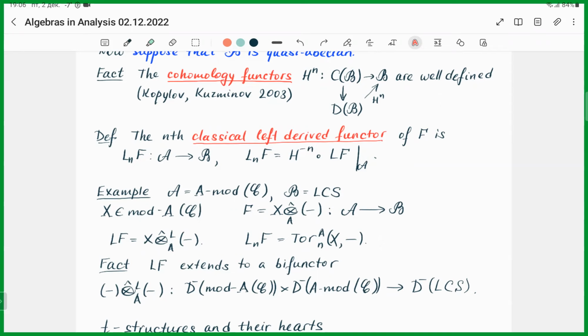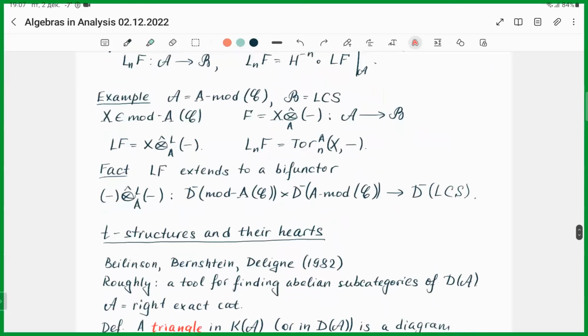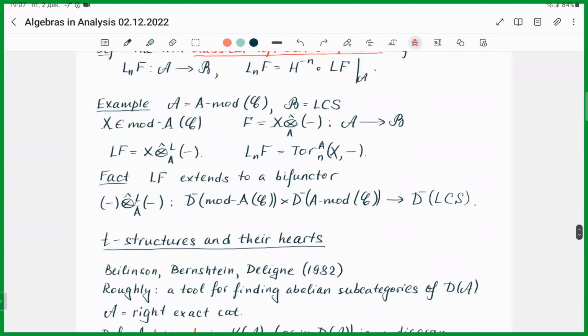Now before I define the new Tor functor, let's briefly recall some facts and definitions related to t-structures and their hearts. The notion of a t-structure was introduced by Beilinson, Bernstein and Deligne in 1982. Roughly, a t-structure is a tool for finding abelian subcategories of the derived category of A. I'd like to stress that here A is again an arbitrary right exact category. A itself is not necessarily abelian.